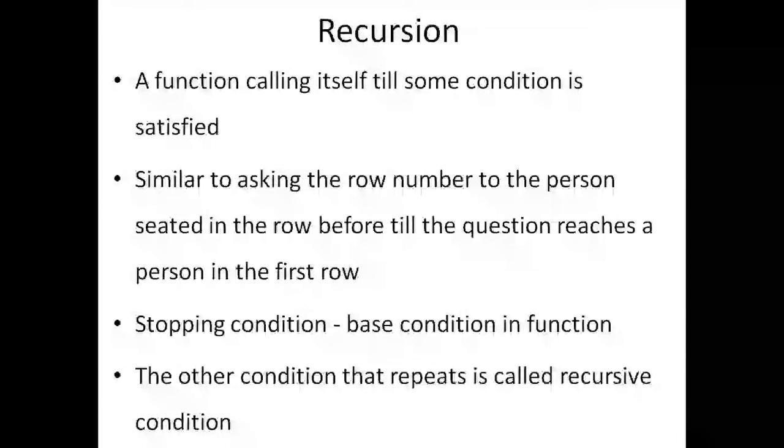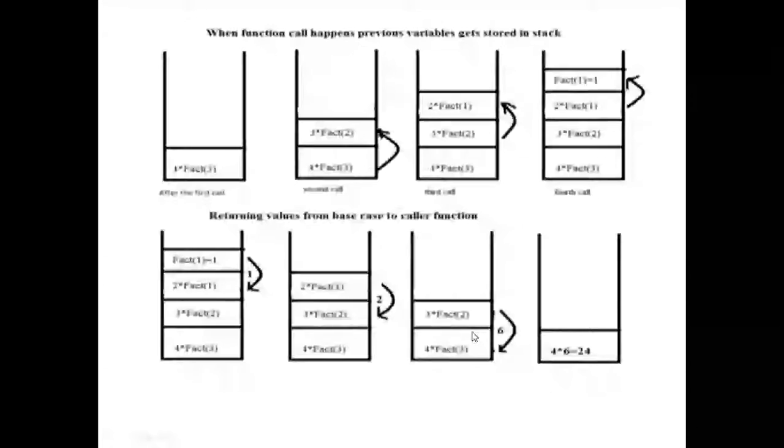So recursion, in programming language, is nothing but a function calling itself, maybe with parameters a little bit changed, till some condition is satisfied. This function calling itself is similar to the task of asking the row number to the person seated in the row. We did the same thing till the question reached the person in the first row. Similarly, we are going to call the function repeatedly till some base condition is satisfied. Thus, a stopping condition will be the base condition, and the other condition we generally call the recursive condition.